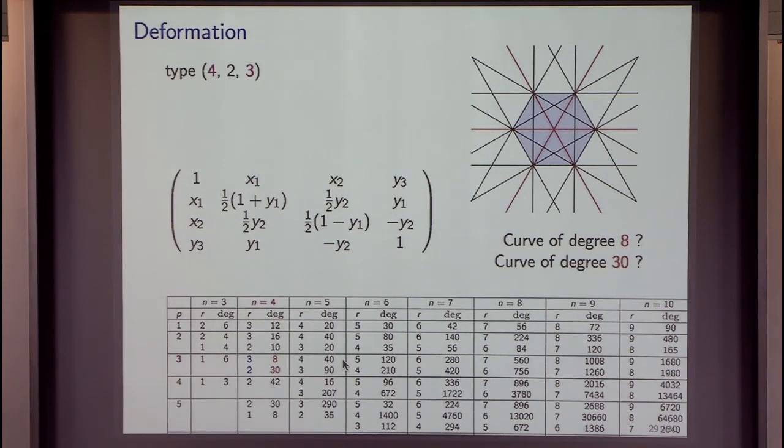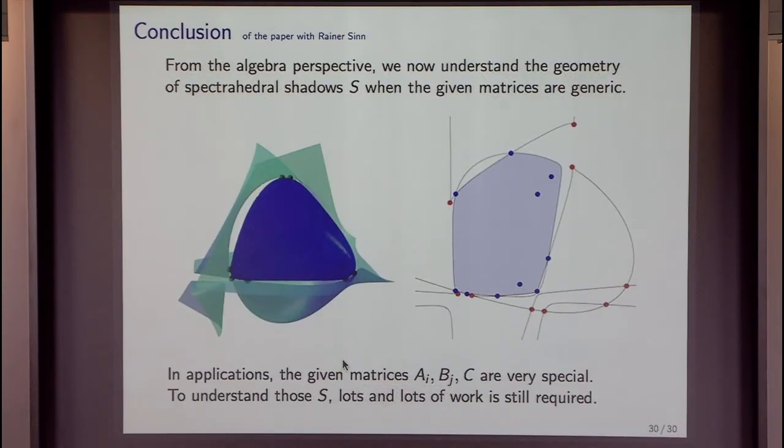So with minus 3 minutes left, let me end. The conclusion of the second paper is that we do now understand the generic case. So if we have random matrices A_i, B_j, and C, we understand exactly the polynomials downstairs in x1 up to xd that describe the boundaries of a spectrahedral shadow. Be very, very interesting, of course.